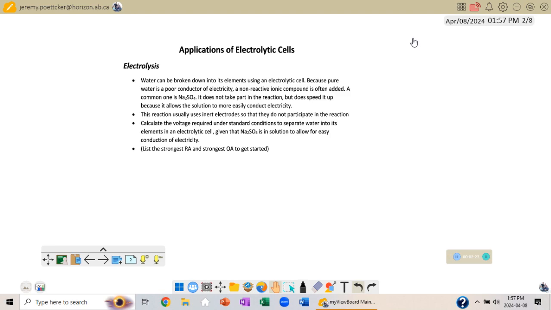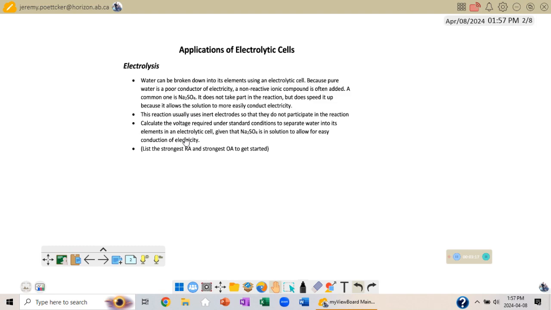Coming back to this, water can be broken down into its elements using an electrolytic cell. Pure water is not a good conductor of electricity. Very often we'll put a non-reactive ionic compound into it. A common one is sodium sulfate. If we don't have that in any kind of an acidic solution, sulfate by itself is a spectator. Sodium is such a weak oxidizing agent, it is not going to be the reacting part. So it doesn't actually take part in the reaction, but it does speed it up because it allows the solution to more easily conduct electricity. Usually in this case, the reaction is going to use inert electrodes, so think platinum or carbon, because they're not going to participate in the reaction.